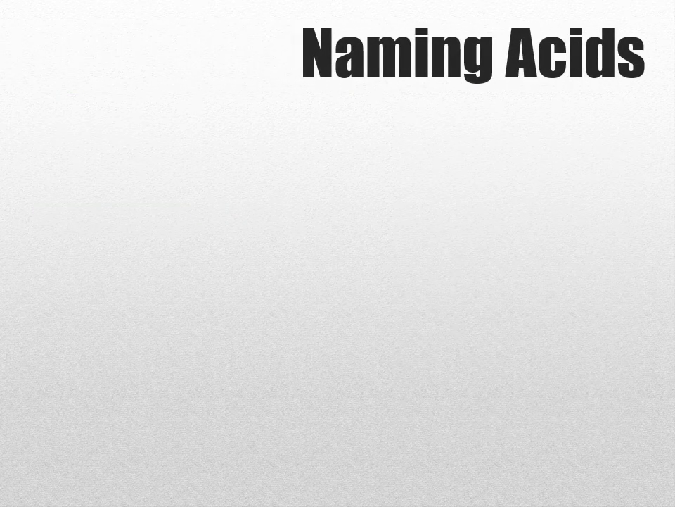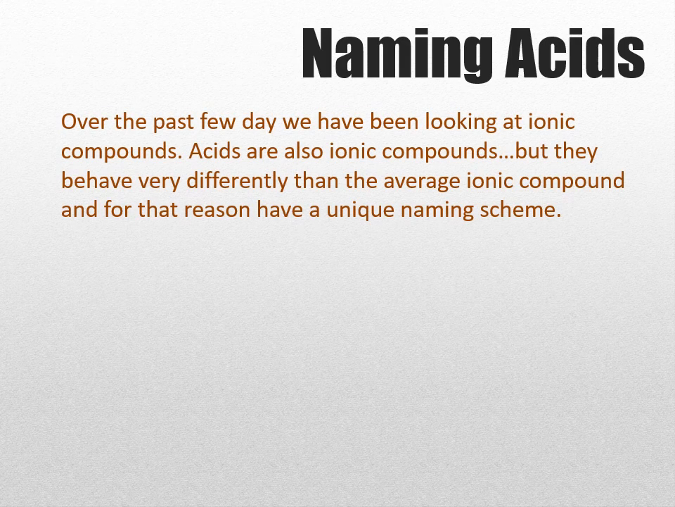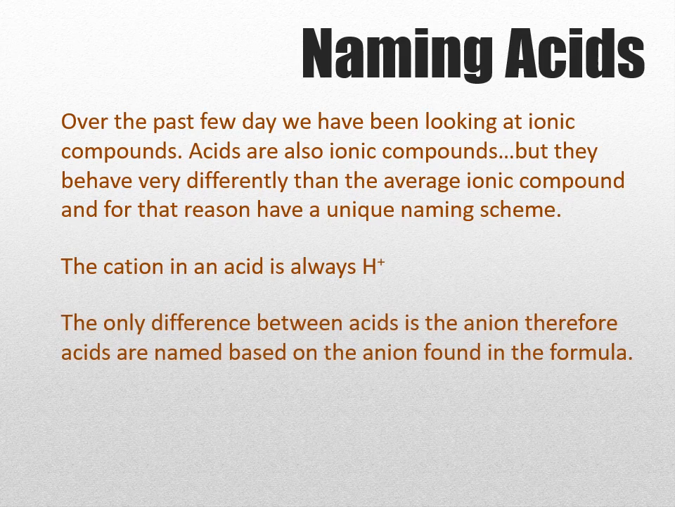Naming acids. Over the past few days, we've been looking at ionic compounds. Acids are also ionic compounds, but they behave very differently than the average ionic compound, and for that reason, have a unique naming scheme. The cation in an acid is always H+. This means the only difference between acids is the anion. Therefore, acids are named based on the anion found in the formula.